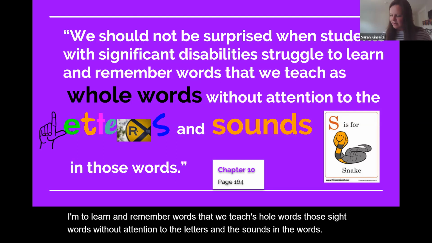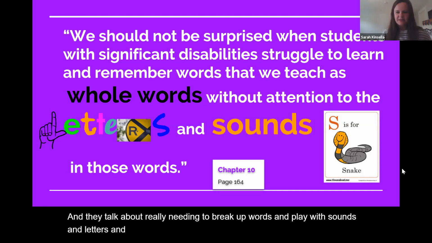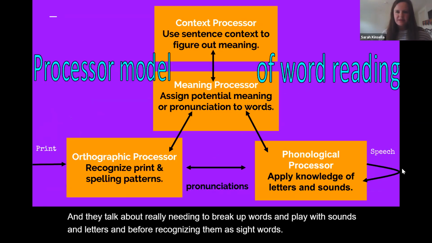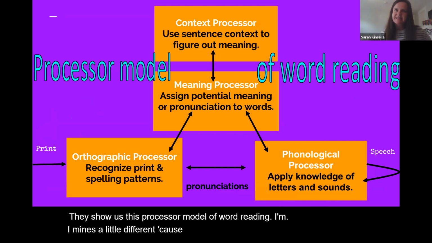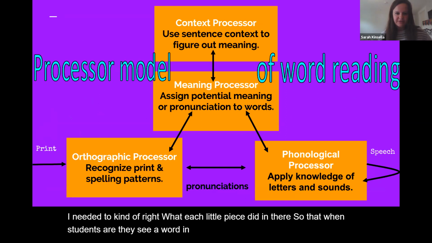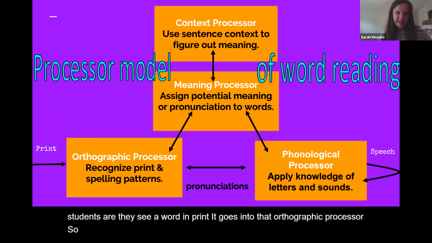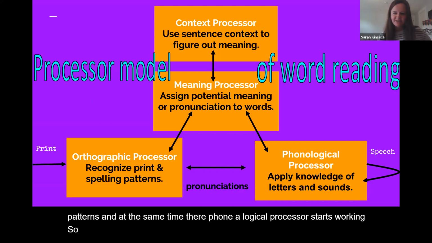And they talk about really needing to break up words and play with sounds and letters before recognizing them as sight words. And they show us this processor model of word reading. Mine's a little different because I needed to write what each little piece did in there. So when students see a word in print, it goes into that orthographic processor. So they're recognizing that this is print, they're recognizing some spelling patterns, and at the same time, their phonological processor starts working. So they're applying knowledge of those letters and sounds.